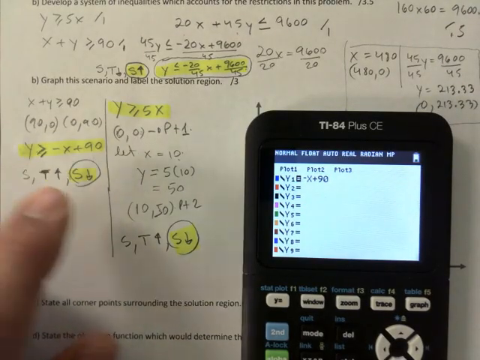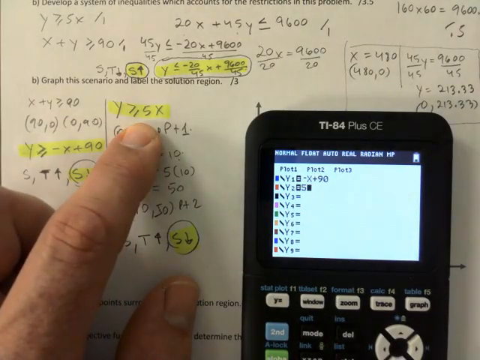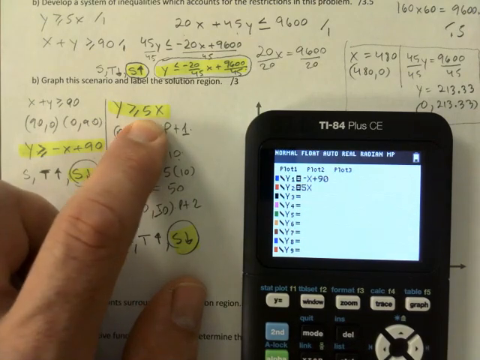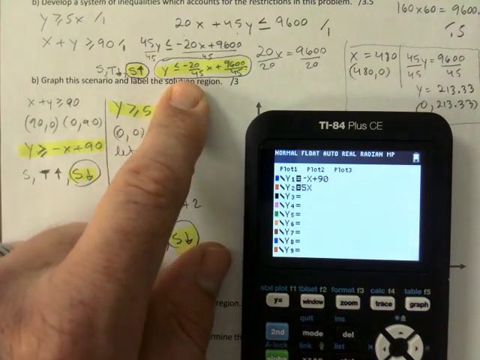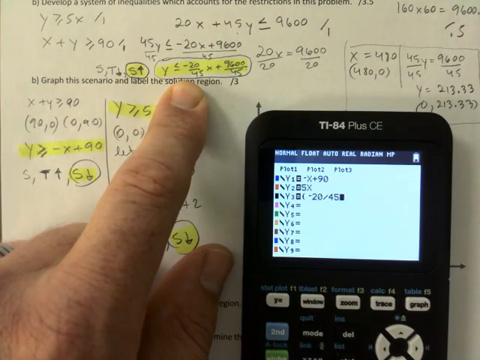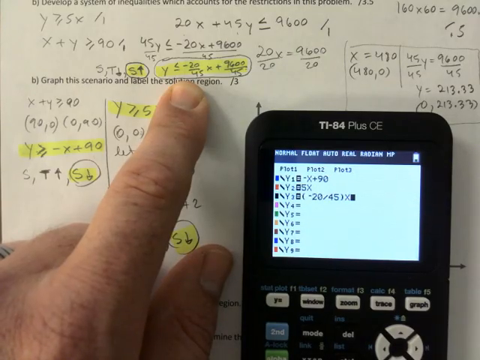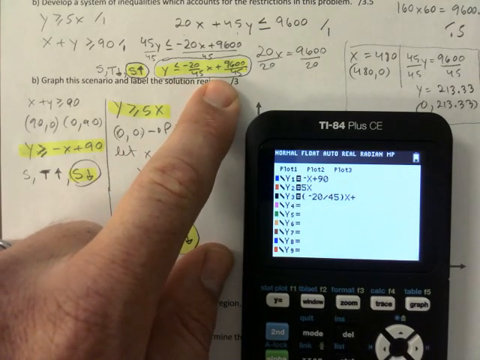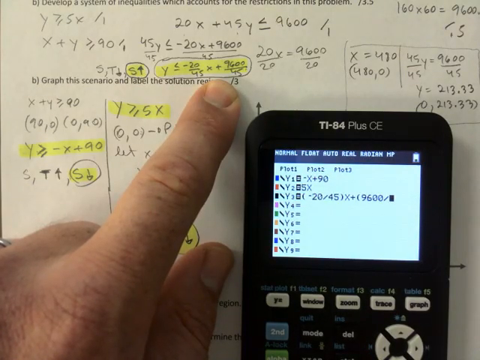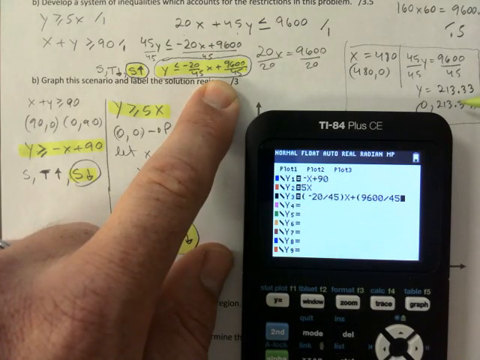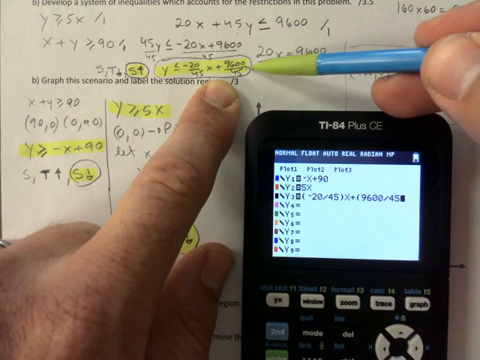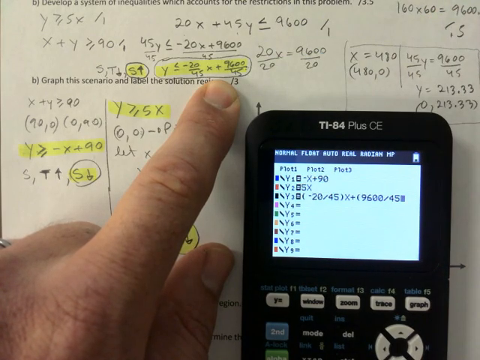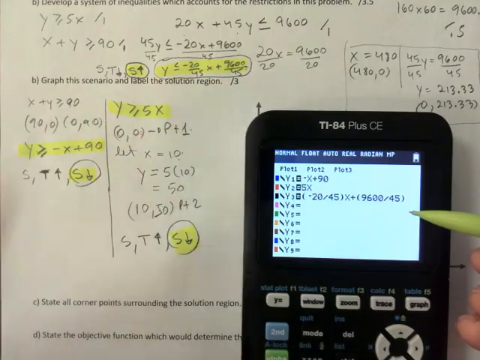Even if you haven't graphed it, that's fine. And then we do 5x. And then we'll do that very ugly one there. Negative 20 over 45 x plus, I leave that as a fraction. Why? Because it turns out to a decimal, okay? 213.33. That's why I leave that as a fraction. My calculator can handle that, no problem.